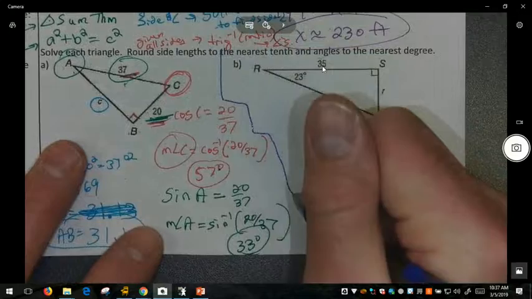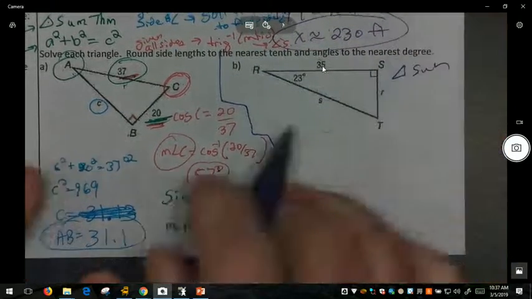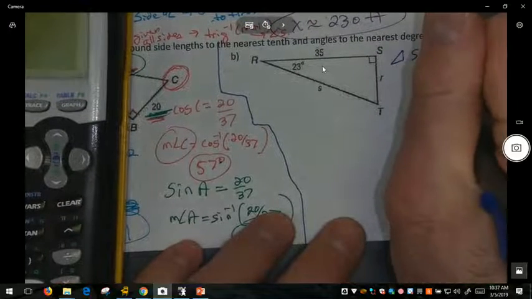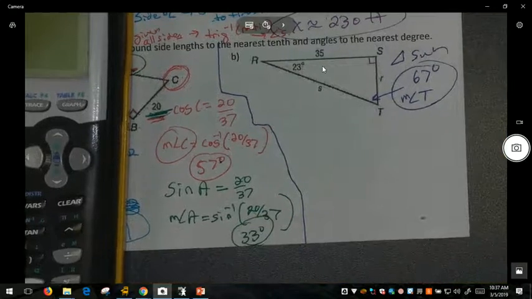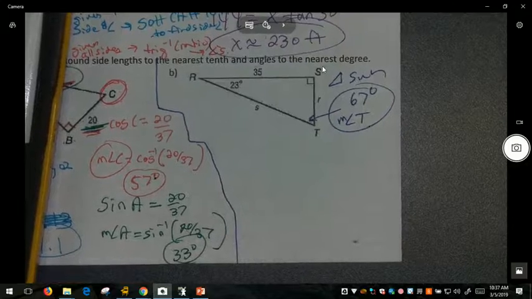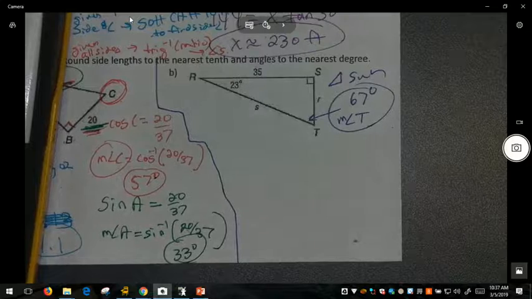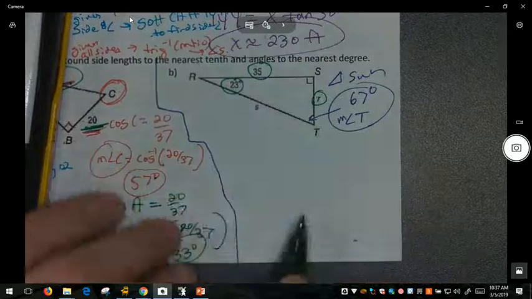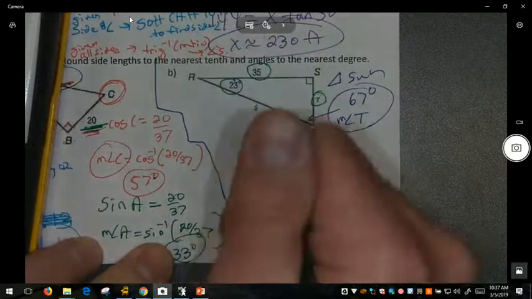For letter B, this time we were given two of the angles in a triangle, so we can use the triangle sum theorem. 180 minus 90 is 90, and 90 minus 23 is 67 degrees for angle T. However, I don't want to use that, even though I'm really super confident in that answer. I don't want to use that to calculate my other sides. I want to use the information that was given. So as I go to find side R, I'm going to use the 23 degrees and the 35. With respect to the 23 degrees, this is the opposite and this is the adjacent.